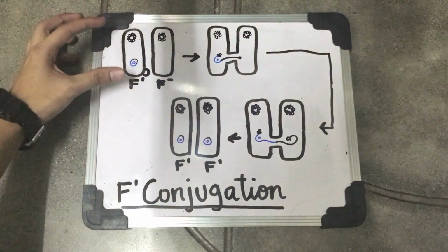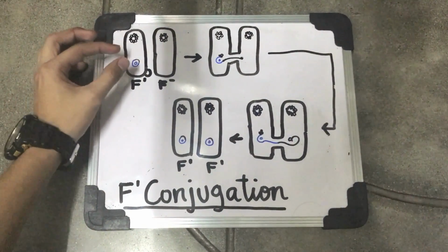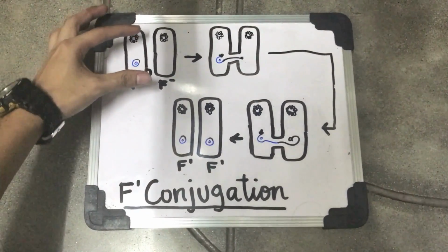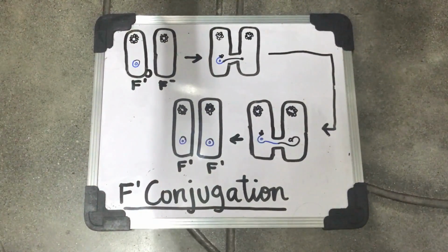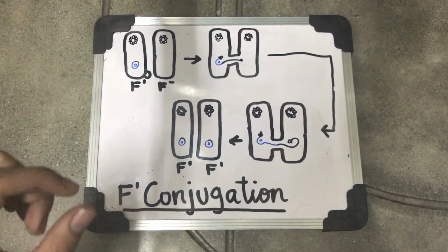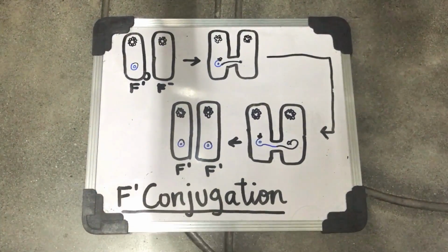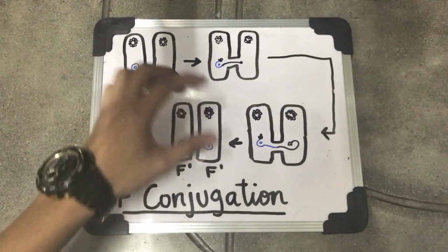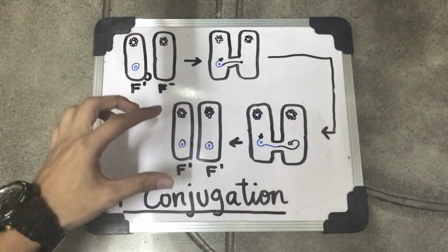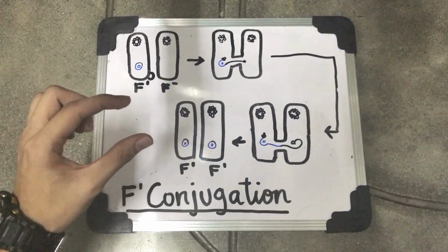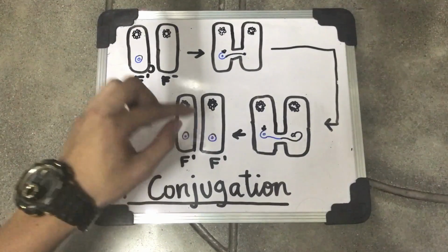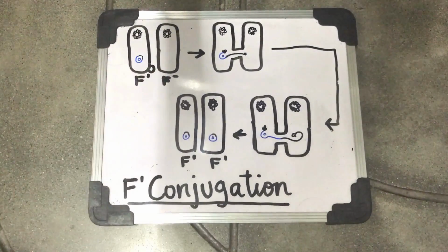An F prime cell, a cell containing the F prime plasmid, can only mate with an F minus cell, but take note that their mating is very similar to that of the F plus by the F minus mating. The F minus cell becomes an F prime cell and also becomes partially diploid due to the presence of a bacterial chromosome in the original F prime plasmid.